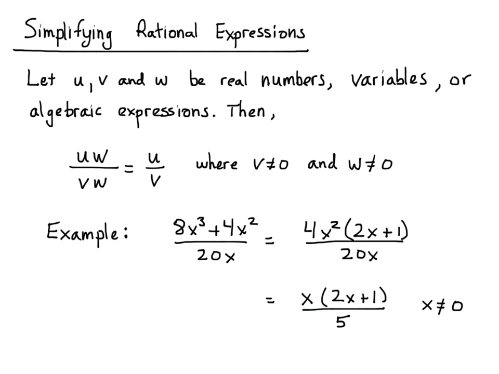Okay, I'll rewrite it on the board like this. 4x times x, 2x plus 1, and then we have 4 times 5 times x. Okay, so this is even factored more. Okay, these cancel, and I get x times this over 5.